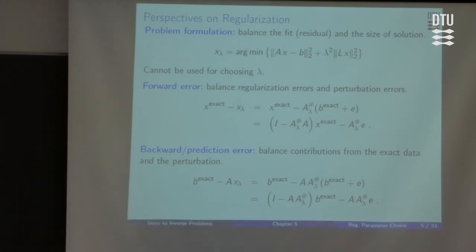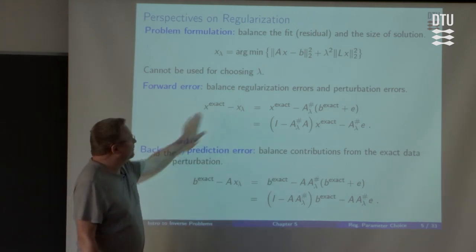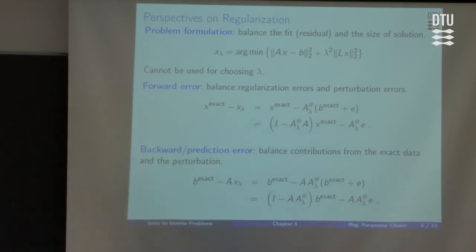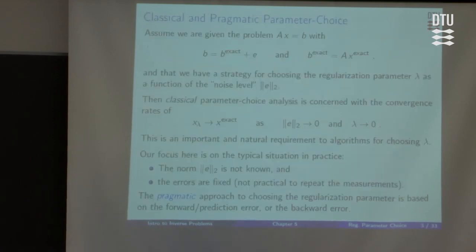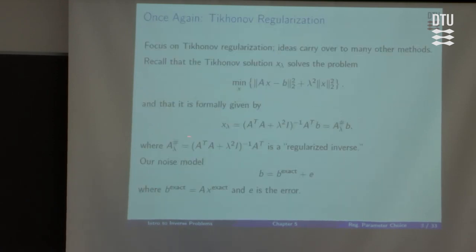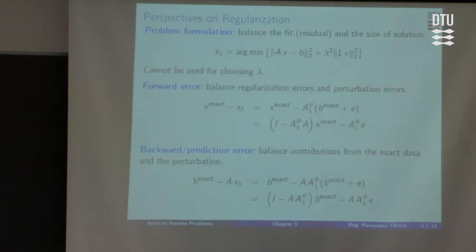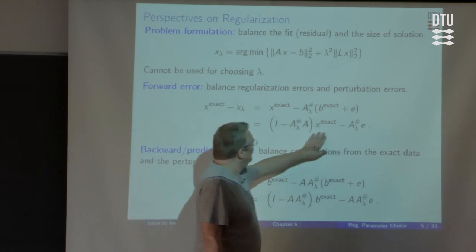So let's look instead at the forward error and the backward error. The forward error is the difference between the exact solution that we're trying to reconstruct and the regularized solution. Here is where we plug in the expression for the regularized inverse that we had on slide 2, and we move things around a little bit, and so we end up with that expression here.